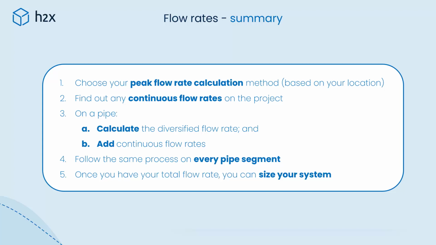Okay, to summarize everything and to act as a checklist for your next calculation, the steps that you need to follow are to choose your peak flow rate calculation method. This will differ based on the location you're in and the standard that you're using. You'll also need to find out any continuous flow rates on the project, which you can get from members of the project team. And then on a pipe, you need to calculate the diversified flow rate and then add the continuous flow rate. So just remember they are separate and then get added together. And then you'll need to follow the same process on every pipe segment through the building, both on the hot, the cold, and anything else. And then once you have your total flow rate, you can use that number to size all of your system correctly.